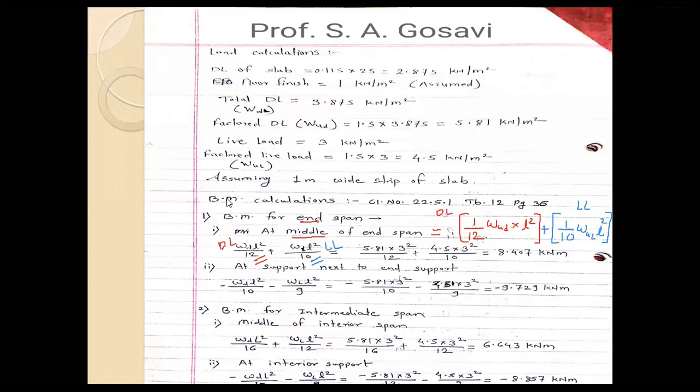Now moving further, at the support next to the end support, we need to calculate the bending moment. I already told you for dead load the coefficient is minus 1 by 10, which is written over here. We multiply by dead load into span square, WL square being the common term. Minus for live load, the coefficient is again minus 1 by 9, into live load into L square.